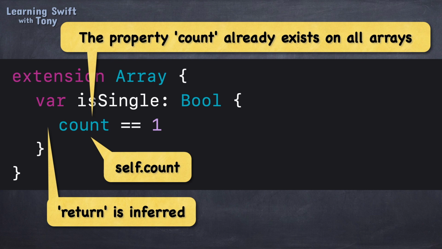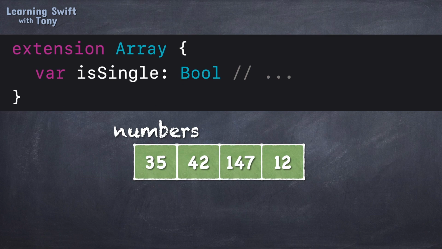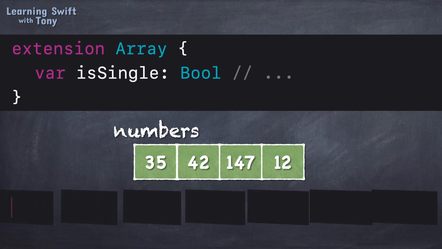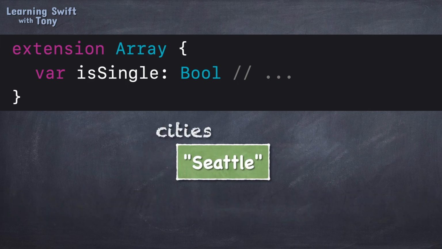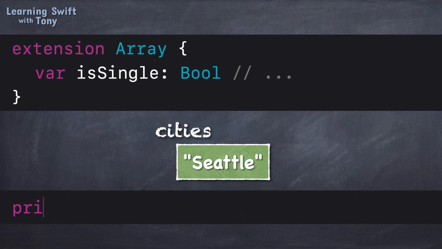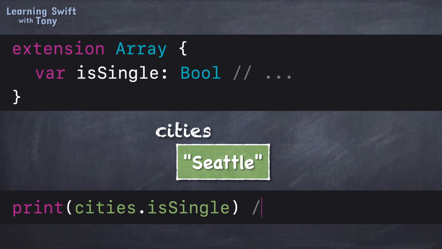Now, with this new functionality added to all arrays, calling isSingle on our initial numbers array will return false, of course. We do have more than one element in this array. But when we do have an array with only one element, like in this cities array example, calling cities.isSingle will return true this time. And there you have it.